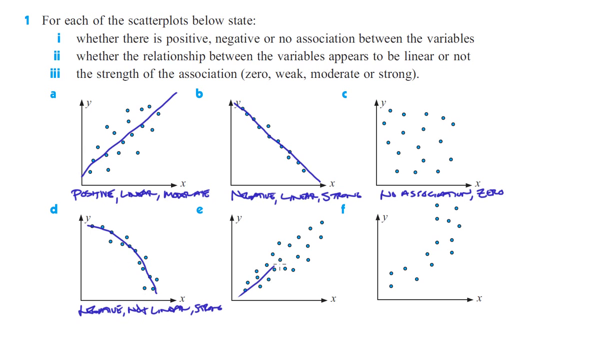Okay, this one here makes a pretty good, nice, straight, positive line. It does make a nice straight line, so linear. And this would probably be a moderate one as well.